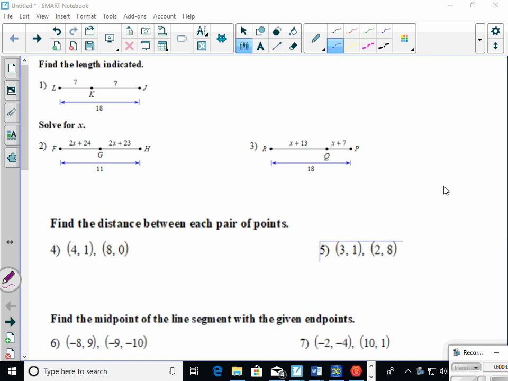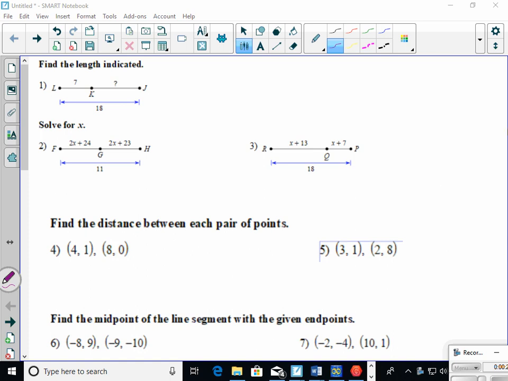Alright, so here we're going to go through the first semester review for the final. Starting off, 1, 2, and 3 are all dealing with the segment addition postulate, which means that if we add two small parts or two smaller segments together, we should get the length of the bigger segment.